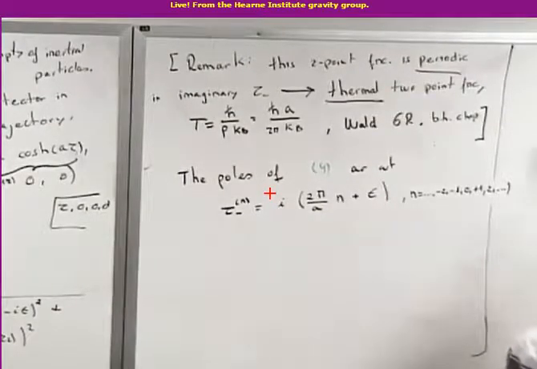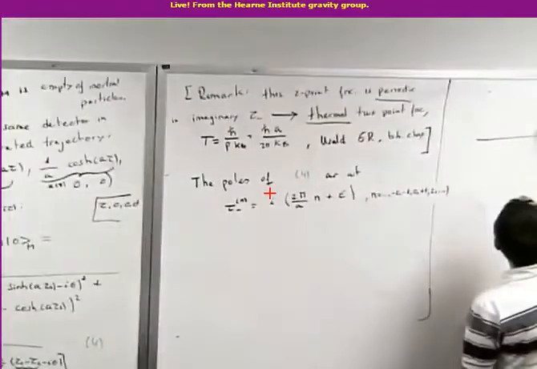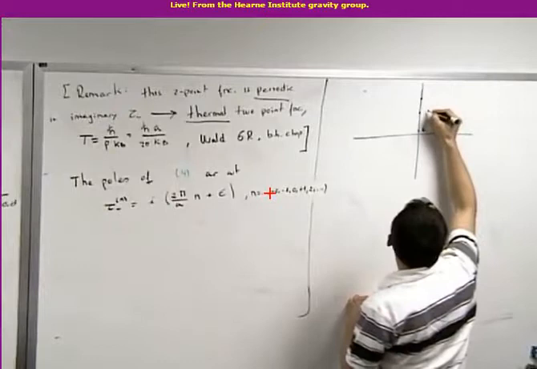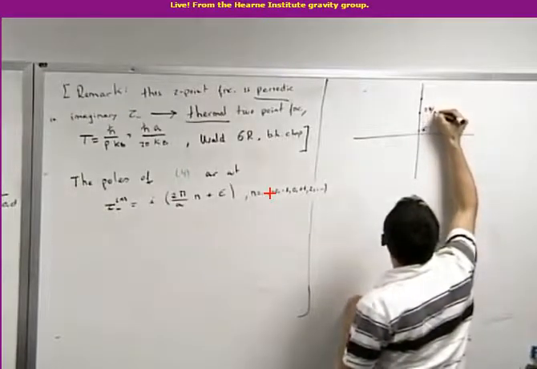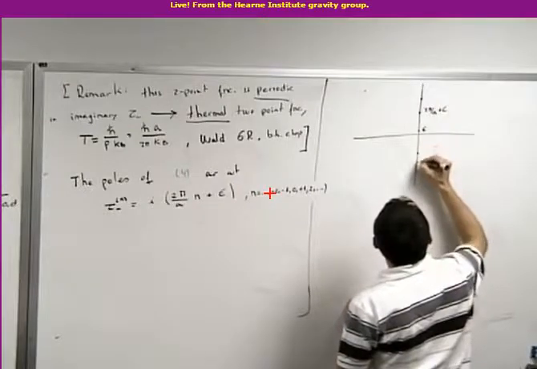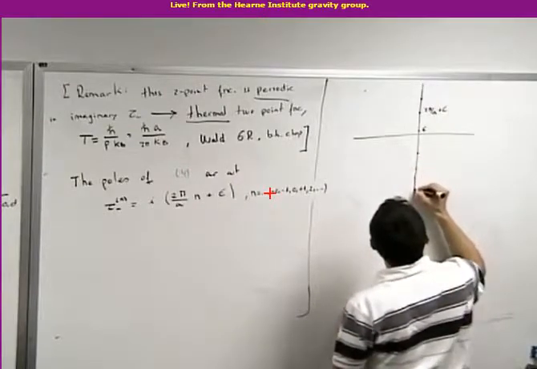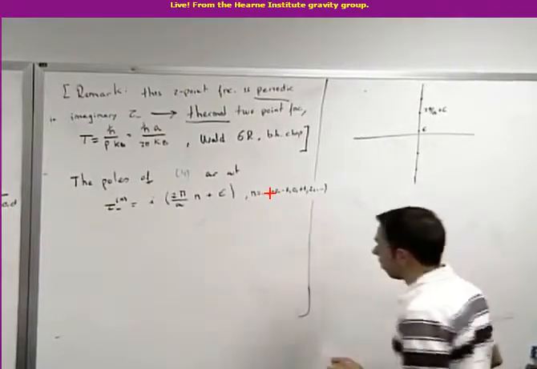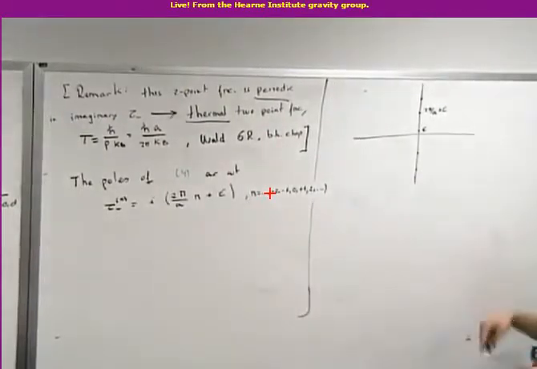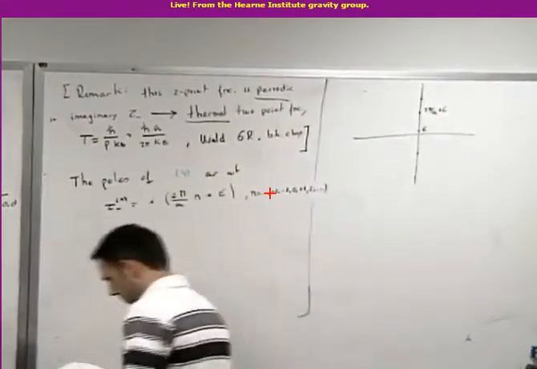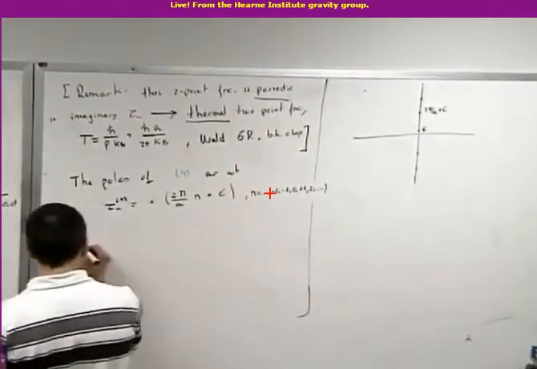So this two-point function has poles at epsilon, and then you have to move in integer numbers of 2 pi over a, plus epsilon, etc., and the same on the negative axis. So this is the pole structure, and somebody knows that this periodicity has to do with thermal effects. But we don't believe that guy, and we want to compute it.